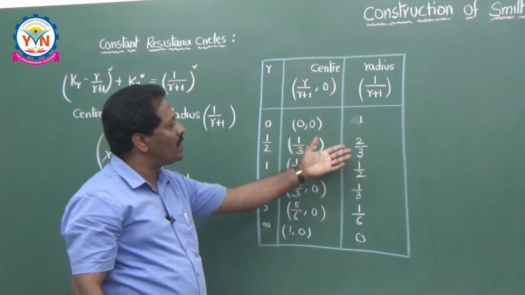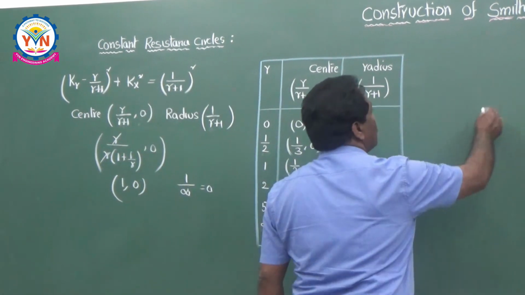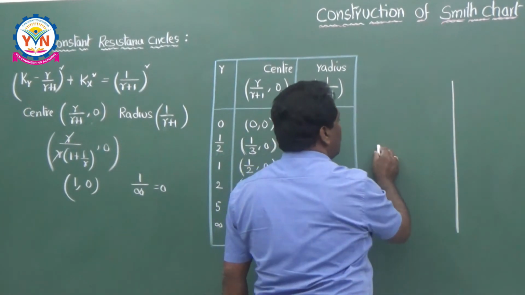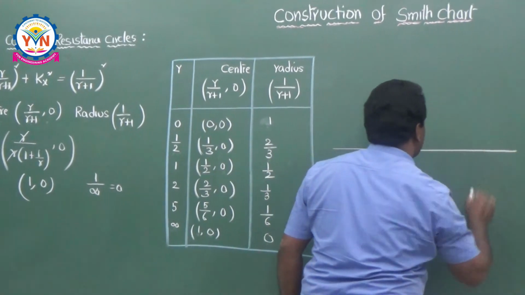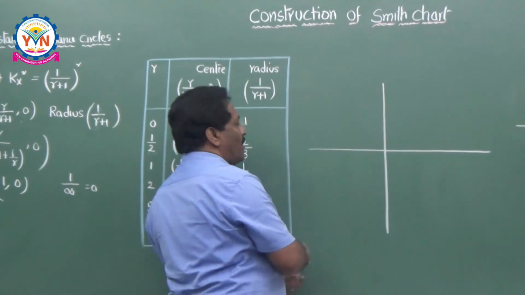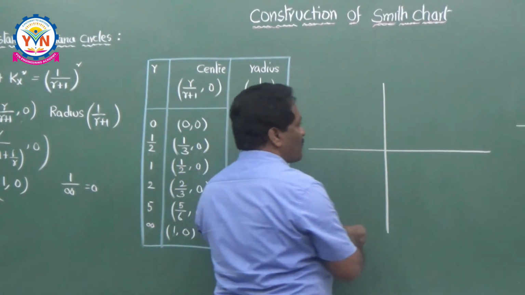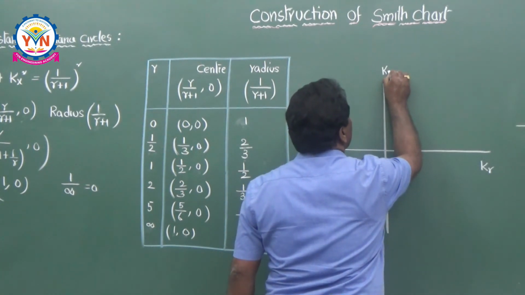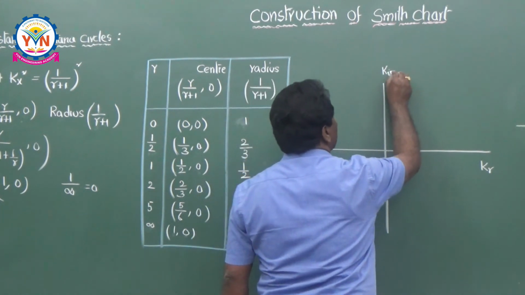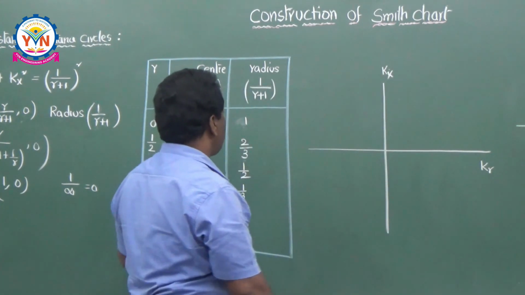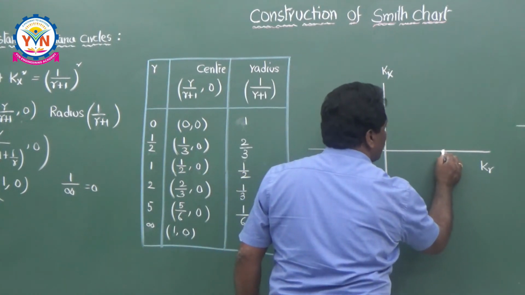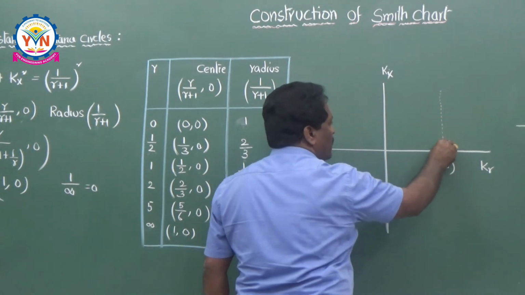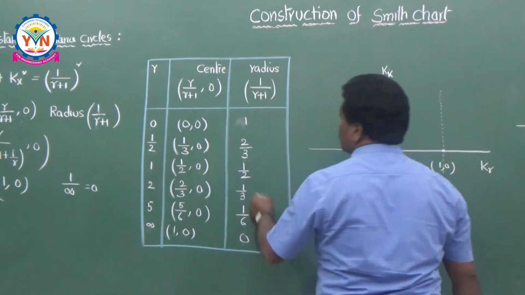Now just try to plot this on the graph. As I already told you, the Smith chart is nothing but the implementation of the reflection coefficient in the complex plane. If you take the complex plane, here is the real part Kr, and this is the imaginary part Ki, that means Kx, that means x circles. Now you try to take the point here, and just plot all these points here.